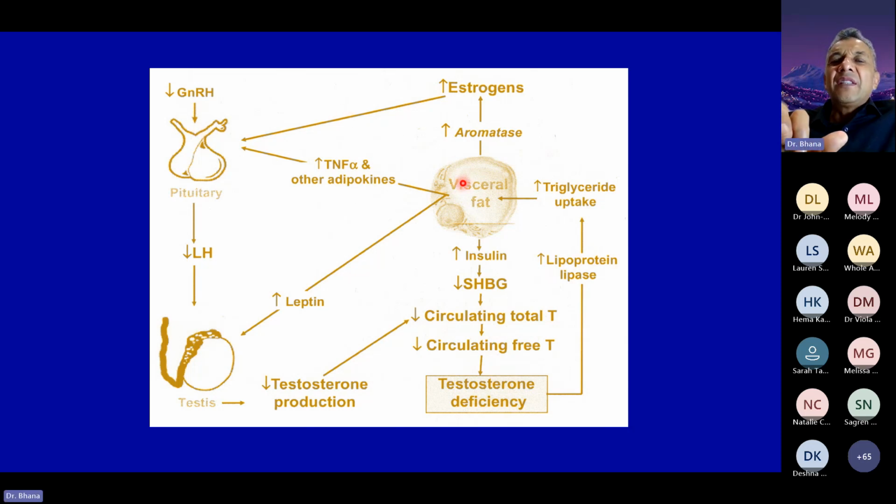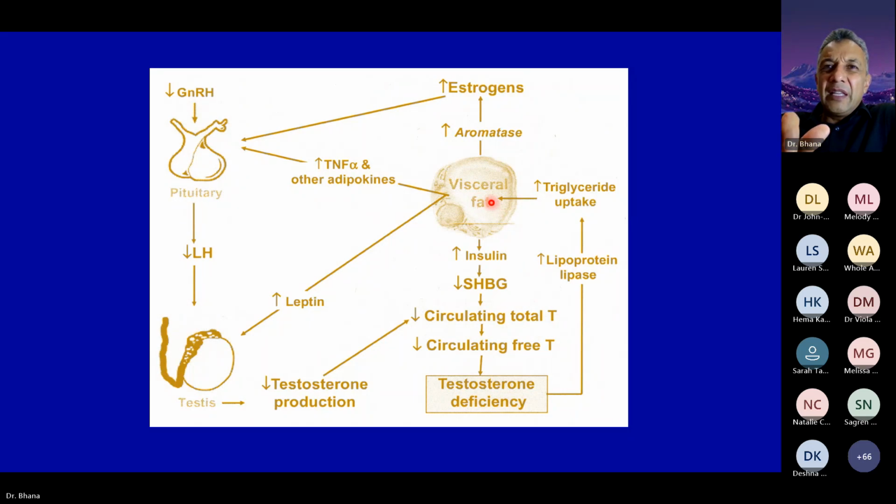The visceral fat is an active endocrine organ making a whole lot of inflammatory markers and adipokines, which also directly has an effect on the GnRH, LH, FSH axis. The visceral fat produces leptin. Increase in leptin has an effect on the testes in terms of decreased testosterone production.